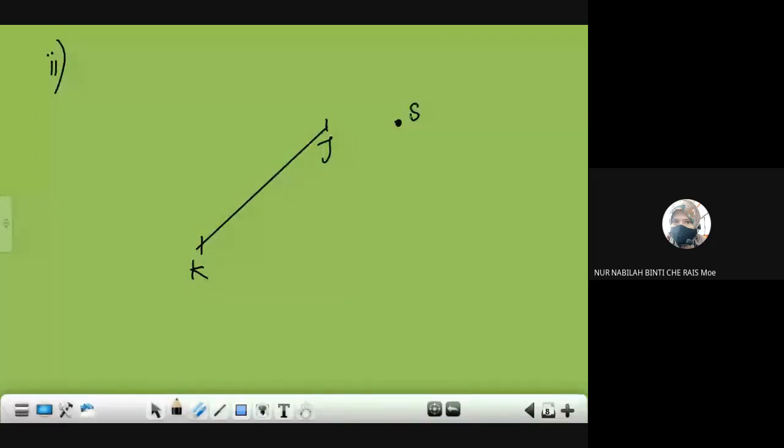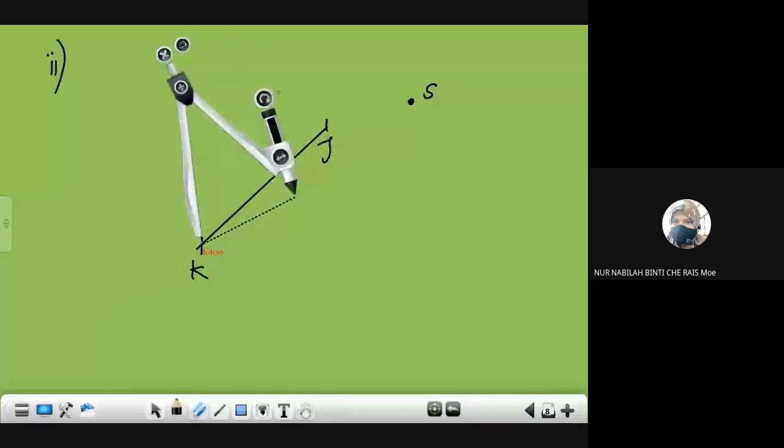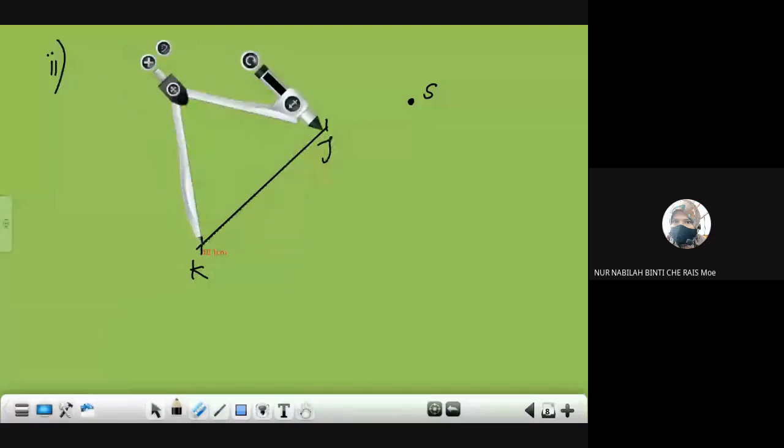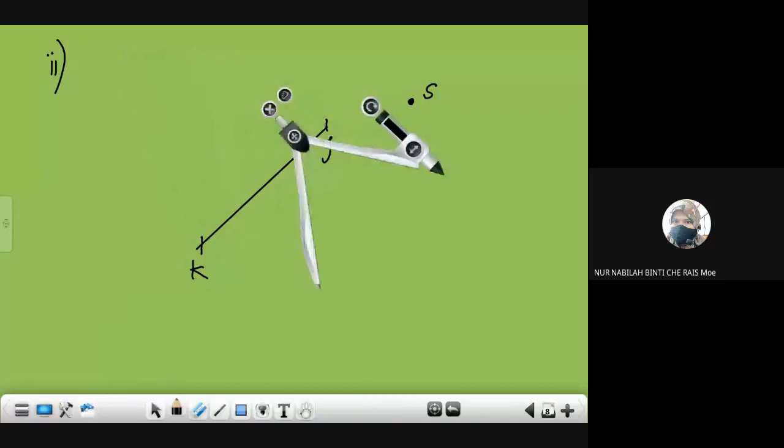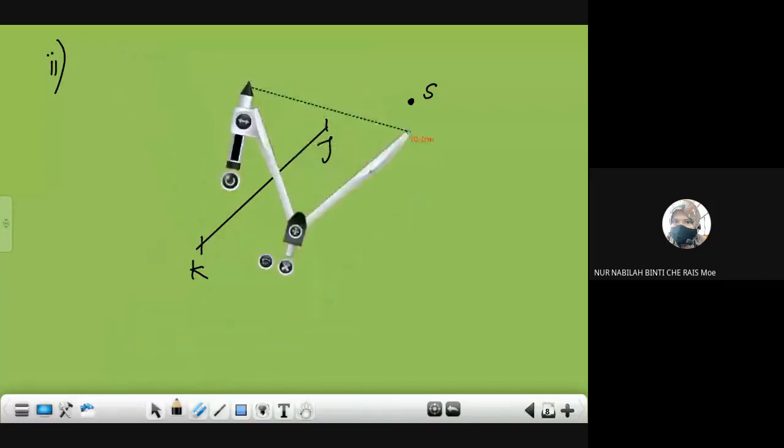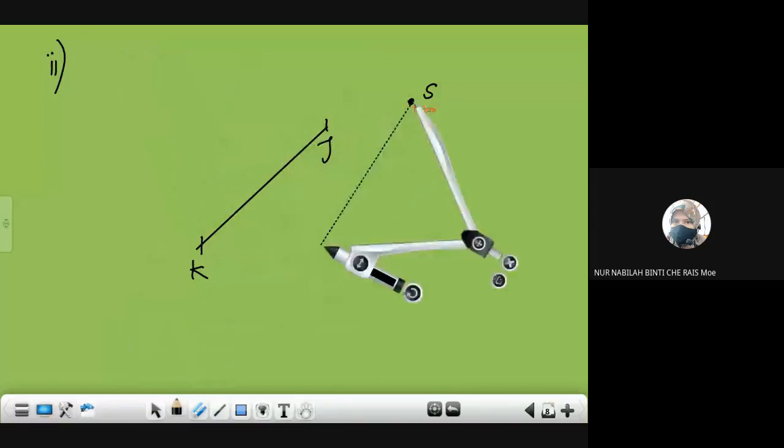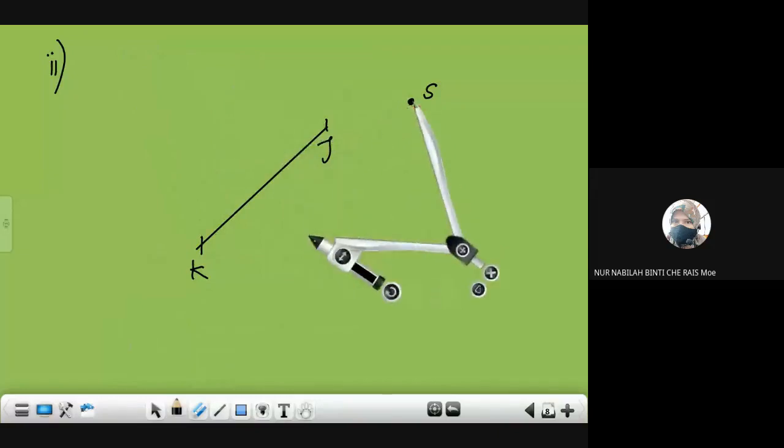Okay, maybe up here. Here, S. Okay, so same thing. You have to take your compasses, and then you put your compasses at K to J, like this. You find the same distance, the distance here, and then you put your compasses at S here, and then you draw an arch like that.